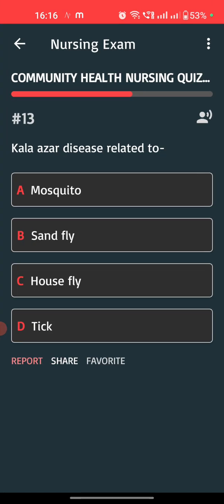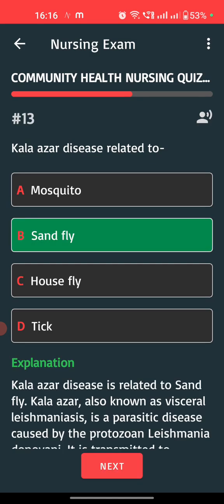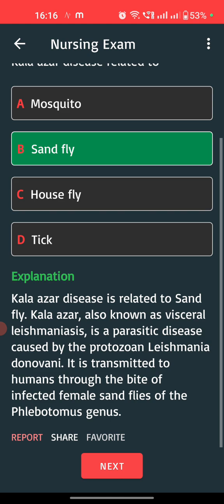Kala Azar disease is related to: A. Mosquito. B. Sand fly. C. Correct answer. Kala Azar disease is related to sand fly. Kala Azar, also known as visceral leishmaniasis, is a parasitic disease caused by the protozoan Leishmania donovani. It is transmitted to humans through the bite of infected female sand flies of the Phlebotomus genus.